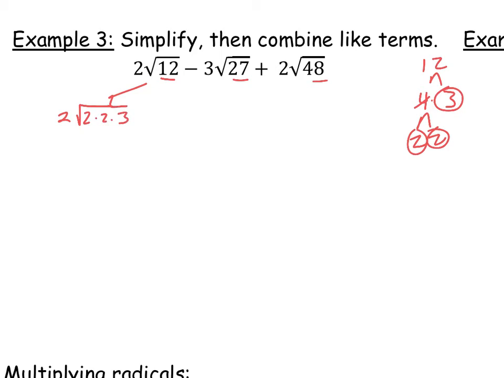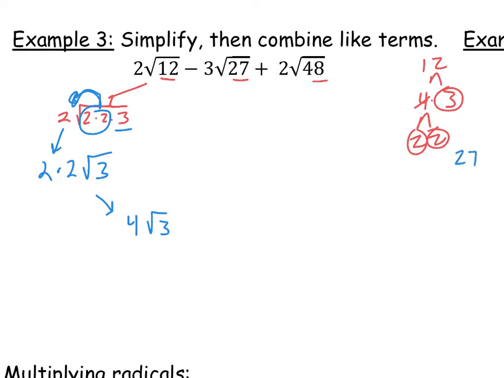And I can take out a 2 there. Now there's a 2 outside already. Now it's 2 times 2, which is a square root of 4. Square root of 4 is 2, so it's not going to be 2 more 2's out there. That's just a 2 on the outside. And then this 3 stays underneath the square root. So this is 4 square roots of 3.